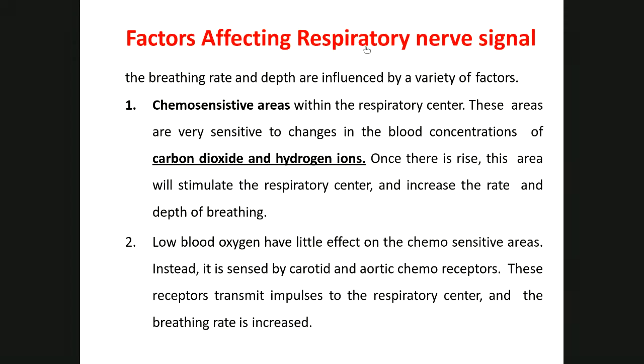So low blood oxygen has little effect on the chemosensitive areas. But there are other receptors that could be influenced by the level of oxygen, and these are the peripheral chemoreceptors situated in the carotid artery and the aortic arch. These respond to low oxygen and can stimulate the respiratory center, but their influence is less compared with the central chemosensitive areas situated inside the respiratory center.